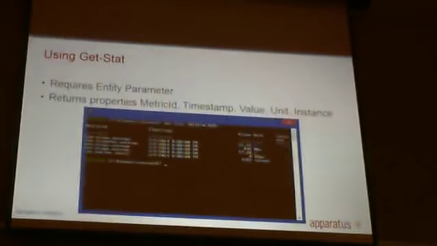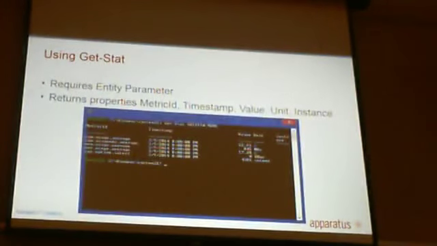So let's actually look at these commandlets a little bit more in depth. We've got Get-Stat, which requires you to input the entity parameter. And it's going to return you things such as the metric ID, the timestamp, the value, the unit, and the instance. And when you run that, it's going to look fairly simple, fairly basic. So you can see against Griffin-mem1 that the different metric IDs, the different values, or the different statistics it has, are listed there.